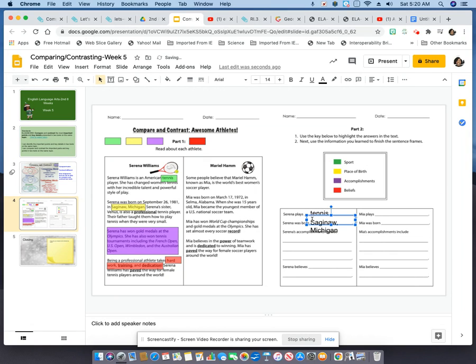Okay, and you see that the text size is too big, so we're going to highlight it, and we're going to come over here and decrease the font size so it fits in the box like that. And I'm going to decrease that font size as well. Okay, so it looks the same size. Okay, and then her accomplishments include winning gold medals. Okay, and it should be a lowercase w, winning gold medals in the Olympics.